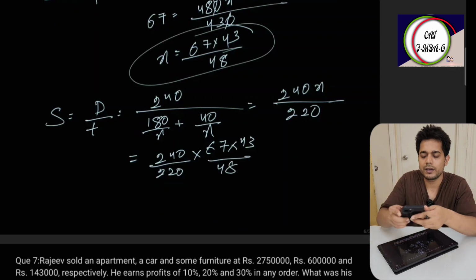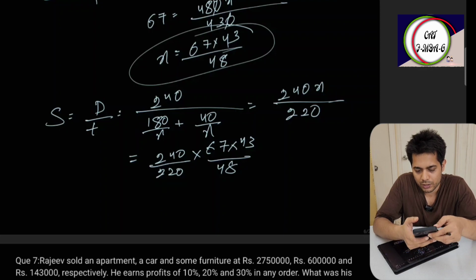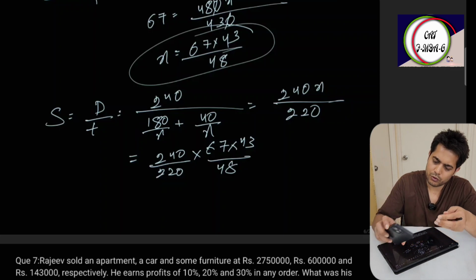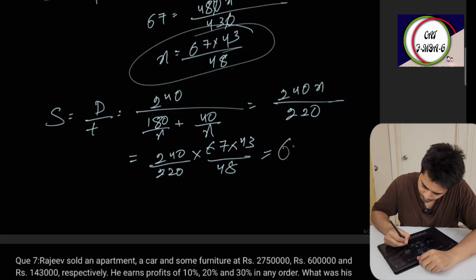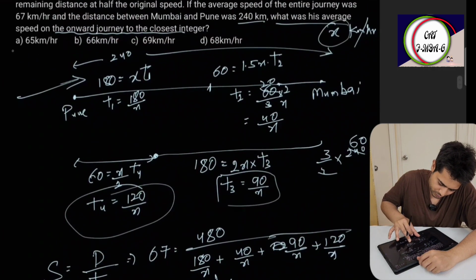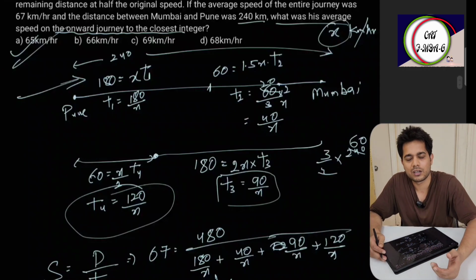Let me use the calculator. In the CAT exam, you are allowed to use the on-screen calculator. 240 into 67 into 43 divided by 220 divided by 48. So the answer comes out to be 65.47. So the nearest integer is 65. 65 should be the right answer. Yes, option A is the right answer.